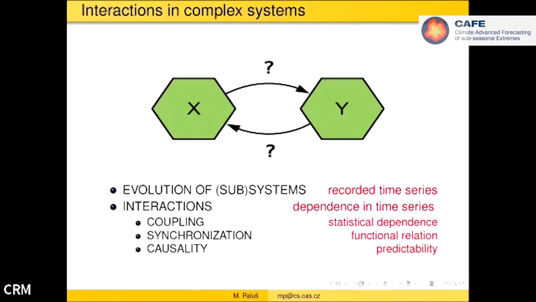If we would like to find more specific cooperative behavior like synchronization, we are looking for some kind of functional relations in a reconstructed phase space. And talking about causality, we search for predictability.